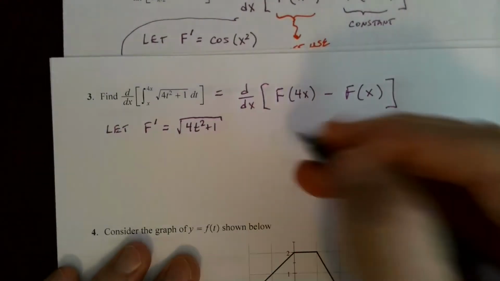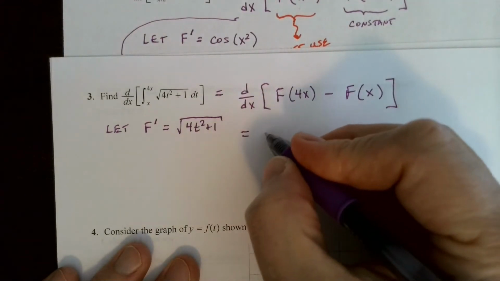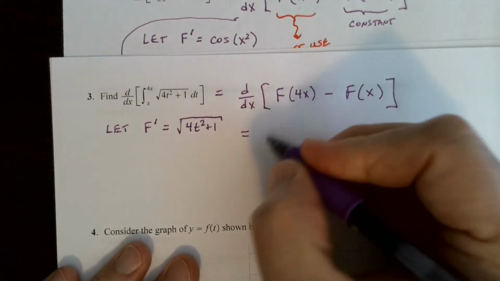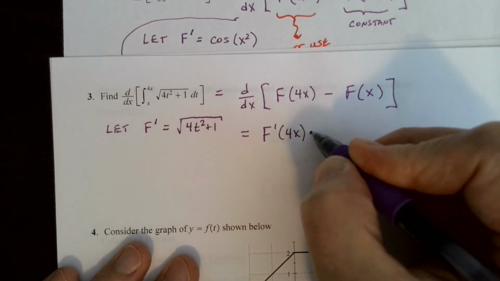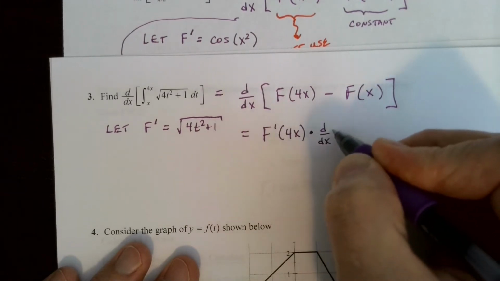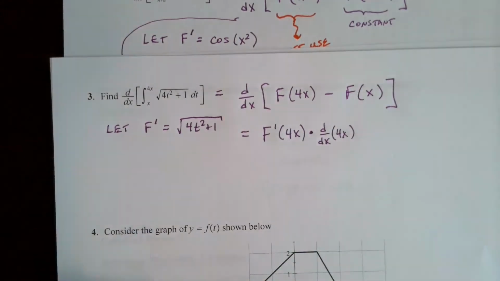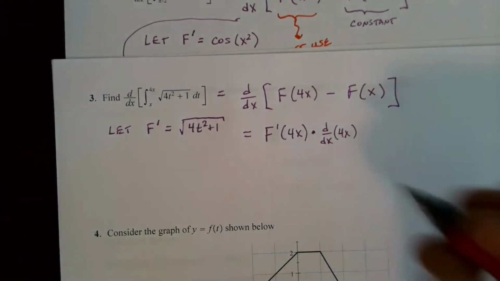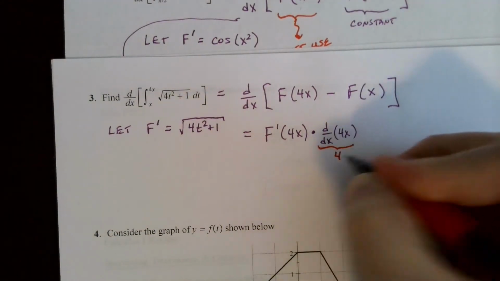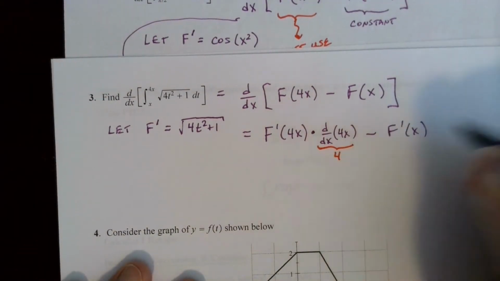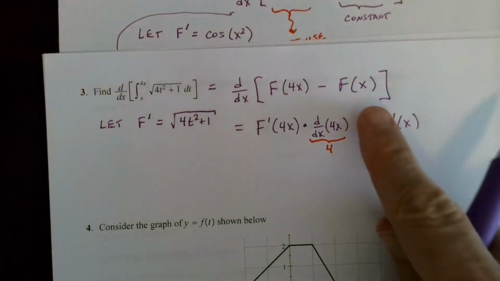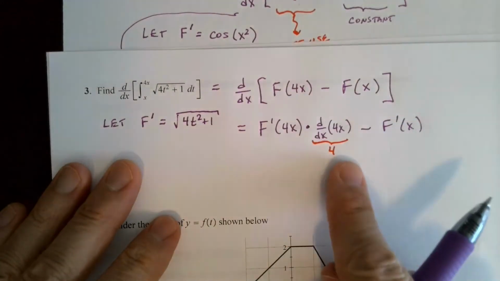Now when I take the derivative, what do we get? We get, here is chain rule, right? F prime of 4x times the derivative of the inner function, which is 4x. Now what's the derivative with respect to x of 4x? That's pretty easy, it's just 4. And then minus here, this is just f prime of x. Just straight up f prime of x, because there's x in here. Over here we got a little chain rule, right?